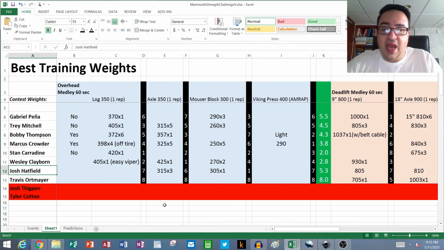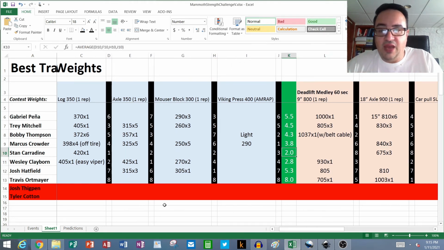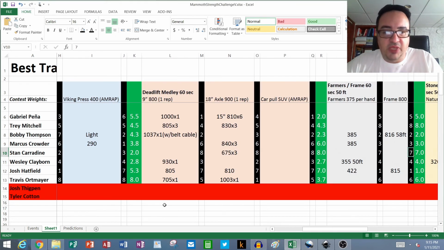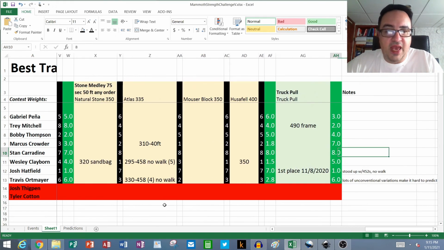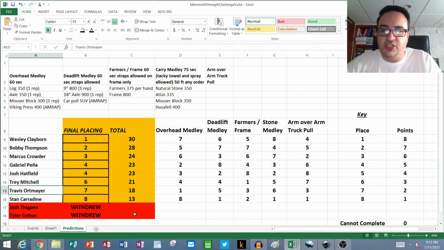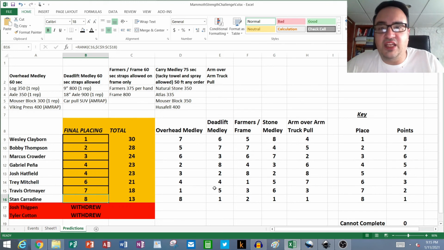So how does that all melt into placings? Again, I think Stan will be the second best overhead presser, last place for deadlift, seventh place for farmer's frame, last place for stone, and last place for truck pull. So if we go over into the predictions, you'll see that puts Stan Carradine with a total of 13 points in eighth place. And I guess that lets the proverbial cat, as Kramer would call it, wow, out of the bag, saying that Travis Ortmeier is going to come in seventh, which you'll find out all about in my next video that breaks down why that's all happening.